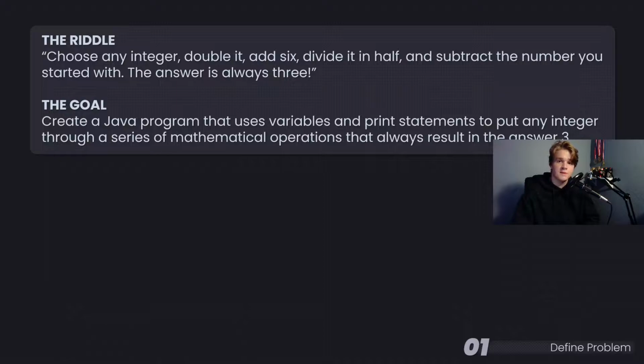So in PLTW, it gives us a prompt or a riddle, and it says to choose any integer, double it, add 6, divide it in half, and subtract the number you started with. The answer is always 3. So our goal in this case is to create a Java program that does exactly that using variables, arithmetic operators, and print statements to eventually print out a line in our console that says your number is 3.